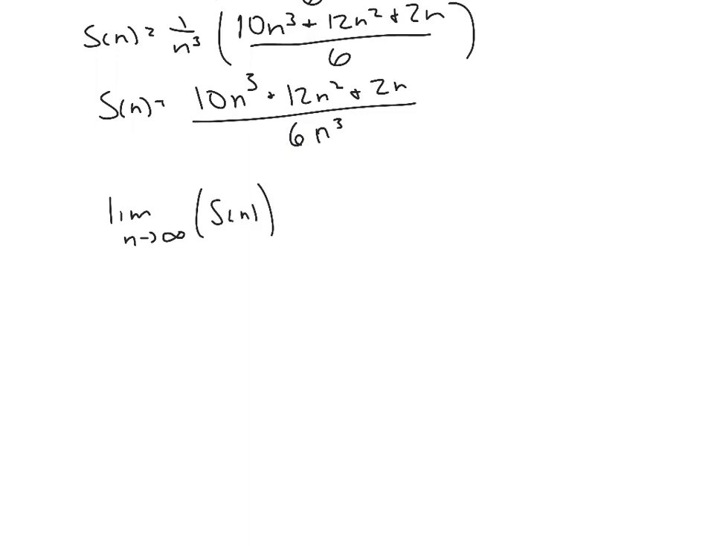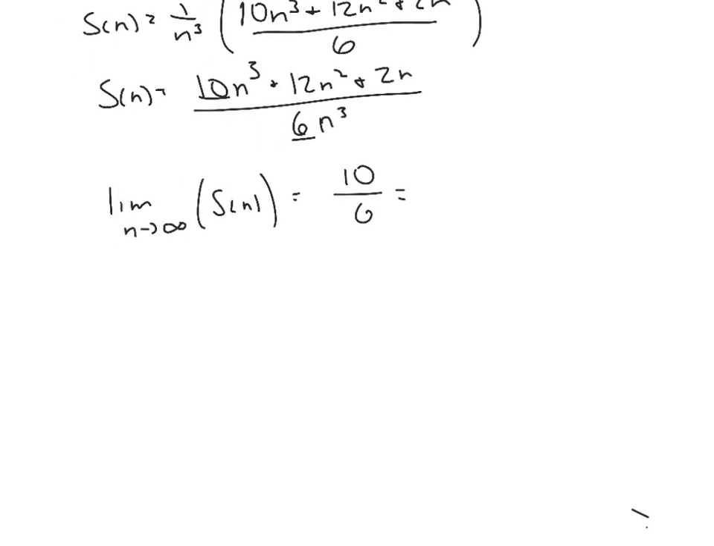And S of n is a rational function, and the polynomial in the numerator has the same order as the polynomial in the denominator. So it's an order 3 polynomial divided by an order 3 polynomial, which means I can just divide the leading coefficients. The leading coefficients are 10 and 6, so this is 10 over 6, which equals 5/3. And that answer is wrong because I made a mistake earlier.